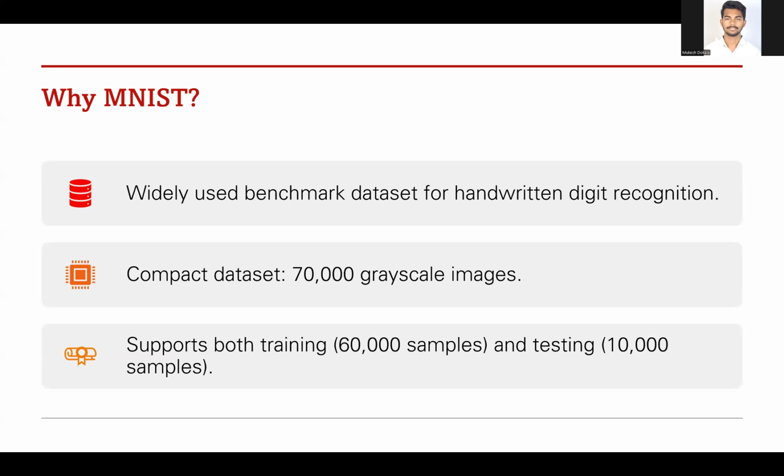And why are we using the MNIST dataset here? As I said, it is an ideal dataset for testing the performance of machine learning models. This is a widely used benchmark dataset for handwritten digit recognition. It has 70,000 grayscale images, in which there are 60,000 training samples and 10,000 testing samples. This project uses LeNet 5 on FPGA hardware to achieve high accuracy with optimal resource utilization. The objective of this project is to analyze how well the model performs when implemented on hardware.